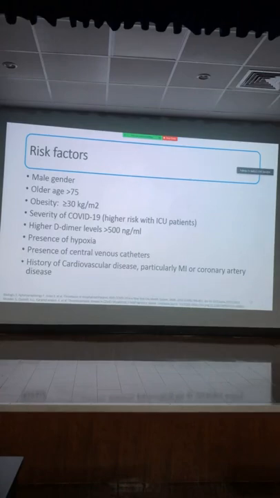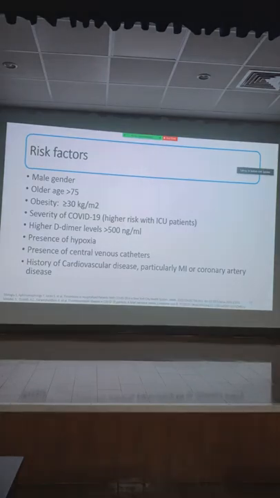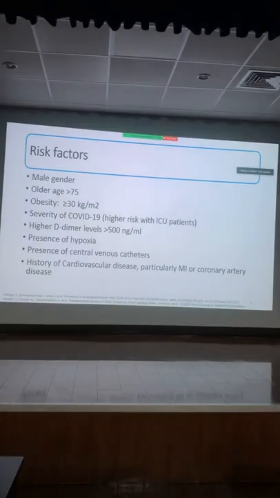The risk factors: male more than female. Older age, more than 75 years. Obesity, BMI greater than or equal to 30 kilograms per meter squared. Severity of COVID-19, with higher risk in ICU patients. Higher D-dimer levels, more than 500 nanogram per milliliter. Presence of hypoxia. Presence of a central venous catheter, as I mentioned before. History of cardiovascular disease, particularly myocardial infarction or coronary artery disease. Of course, the patient with complete rest, or myocardial infarction, particularly if it occurred less than 1 month before the infection.